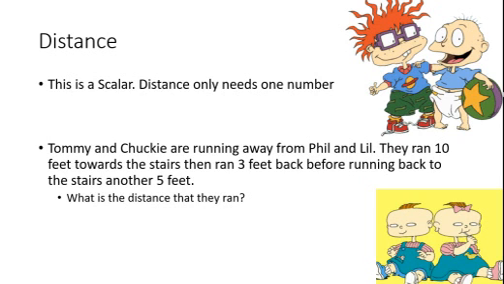So let's say we have this example. Tommy and Chucky are running away from Phil and Lil. They ran 10 feet towards the stairs, then 3 feet back before running back to the stairs another 5 feet. What was the distance that they ran? Well, the distance was just the overall distance. So they went 10, then 3, then 5. That means they went 18 feet, because you added up all of them, and that's their complete distance.